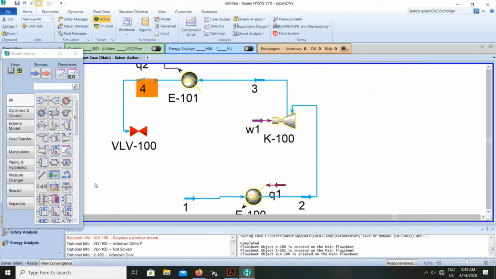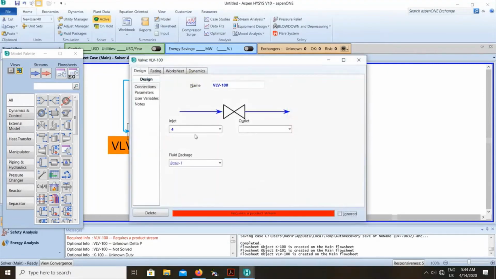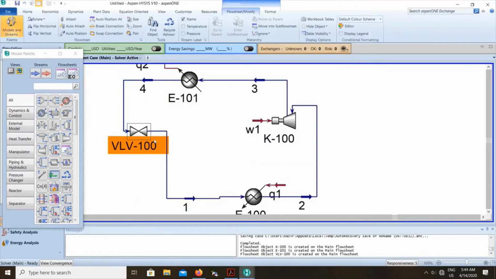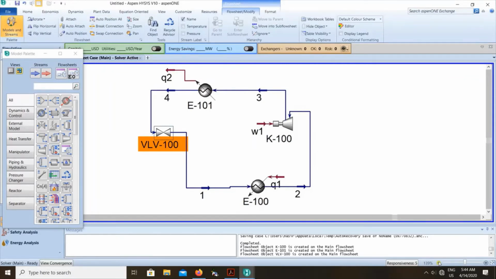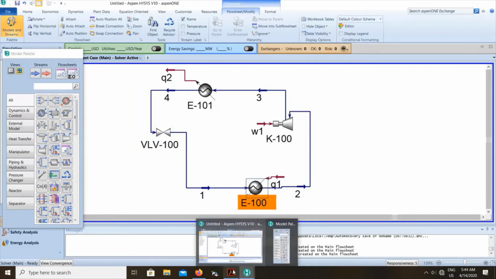Once you provide this, you close this one and open the valve again. Here the inlet will be 4, the outlet will be 1. Once you click on the outlet, the loop completes. Once the loop is complete, it will solve, and the simulation looks like this. So this is how you can solve the propane refrigeration loop. You have some information, not all of it, but once the loop completes, it will solve and the simulation will converge. What they're asking us to do is find out a few pieces of information.